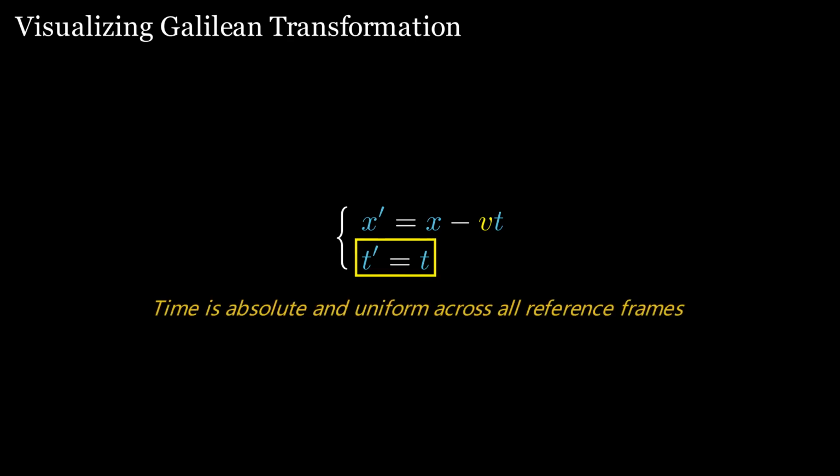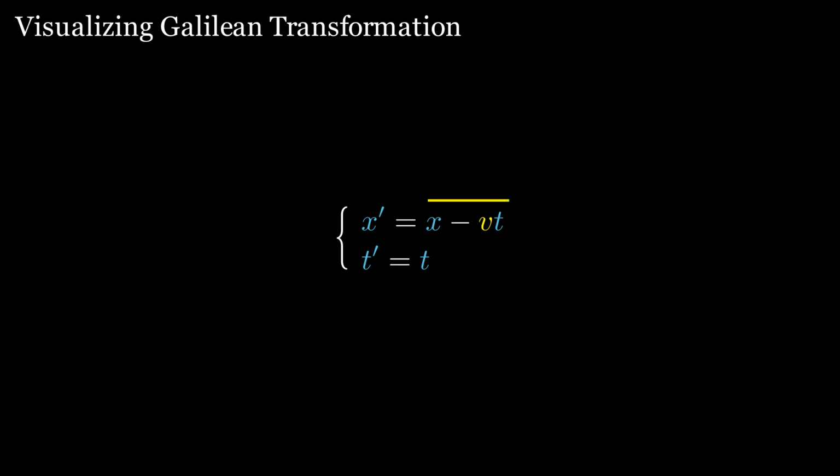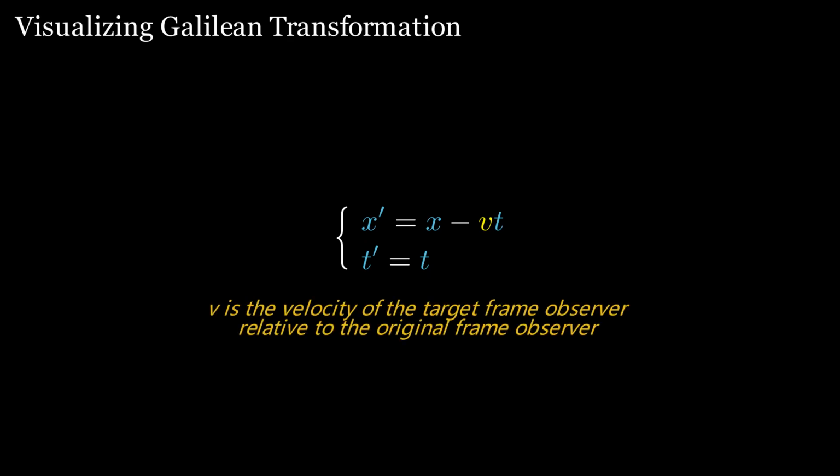Time elapses consistently across all reference frames, which is the foundational assumption of the Galilean transformation. Based on this assumption, the transformation formula for spatial coordinates can be easily derived. Here, v is the velocity of the observer in the target reference frame relative to the observer in the source reference frame.